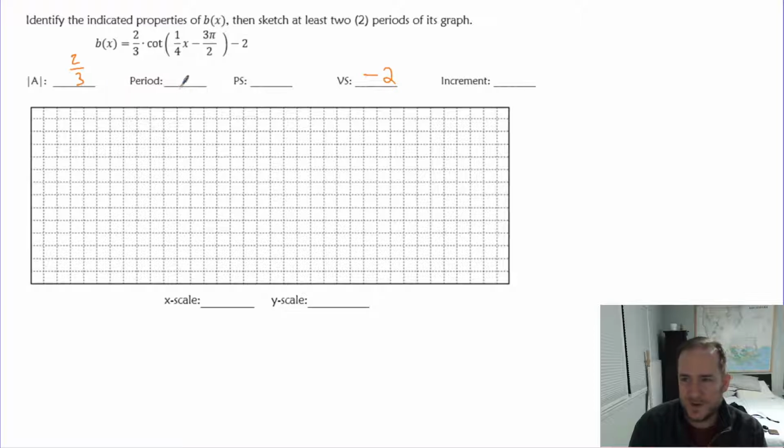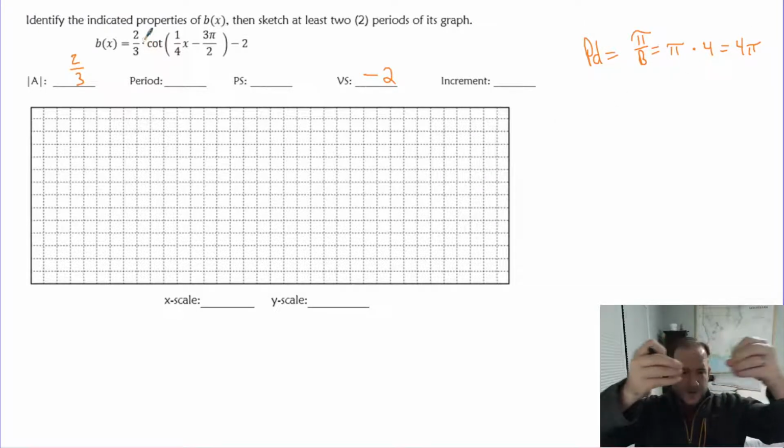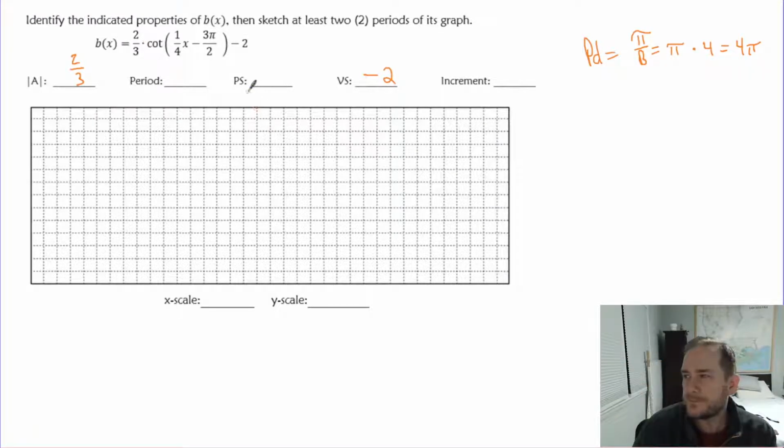All right, what's the period? Well, this time it is just 1 pi divided by b. That means it's 1 pi divided by 1/4. Well, again, I'm not going to divide by 1/4 when I can multiply by 4 instead. That's going to give me 4 pi. So this is a cotangent function that's been stretched out. So the period is 4 pi.